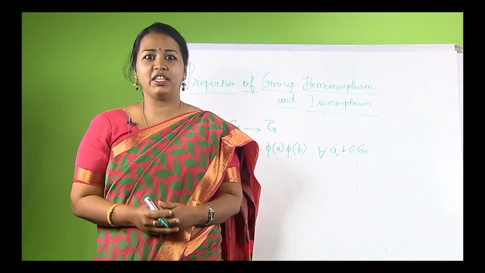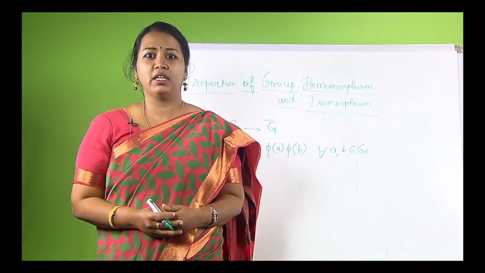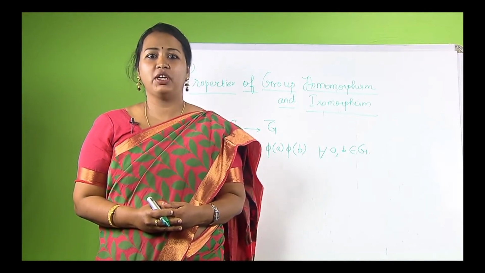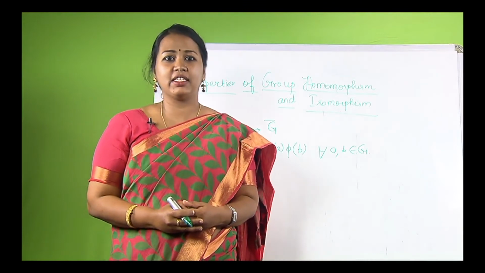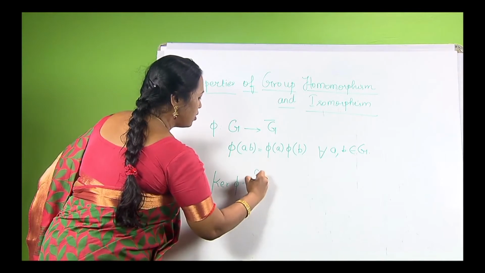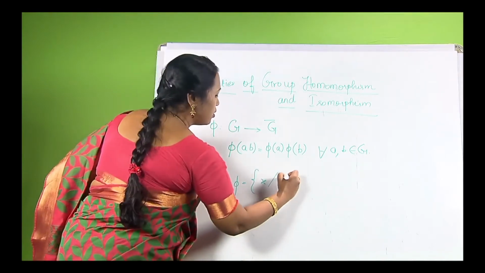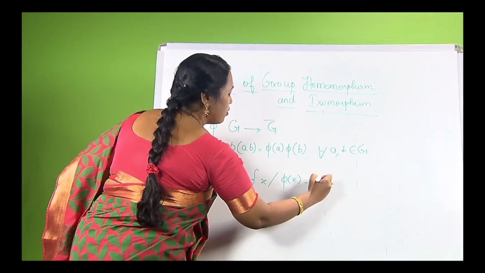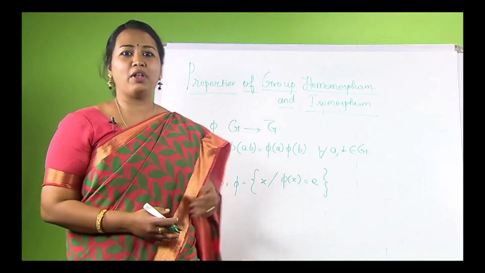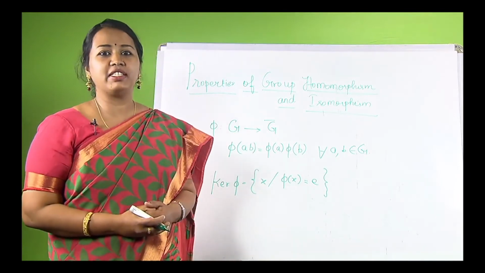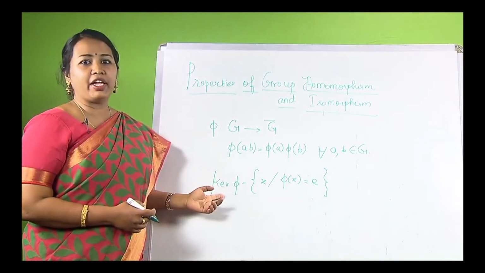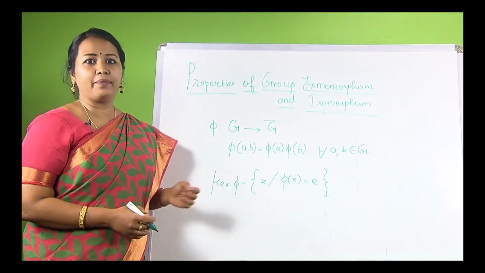One other definition is the kernel of a homomorphism. The kernel of a homomorphism phi from a group G to a group H with identity E is the set of all x belonging to G such that phi of x is equal to E. The kernel of phi is denoted by KER phi, also denoted as kernel phi.